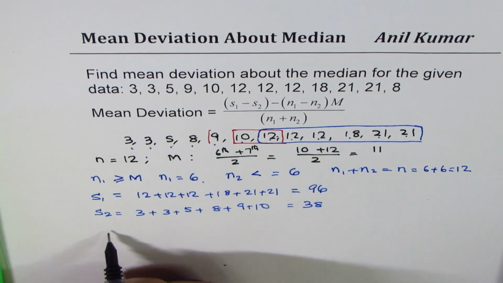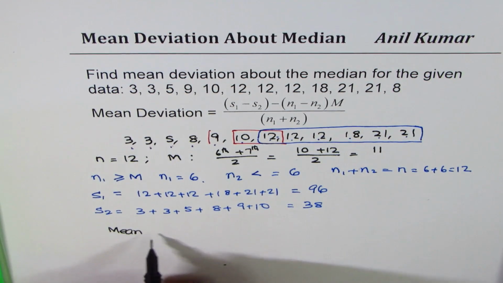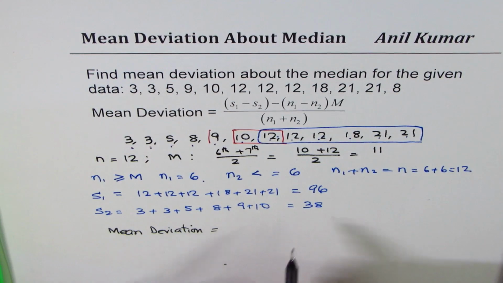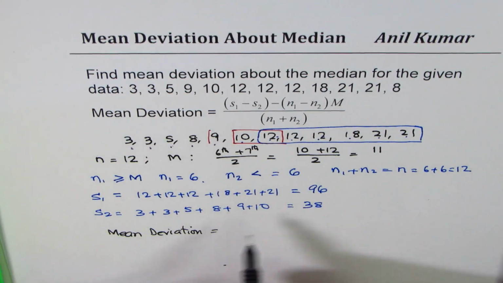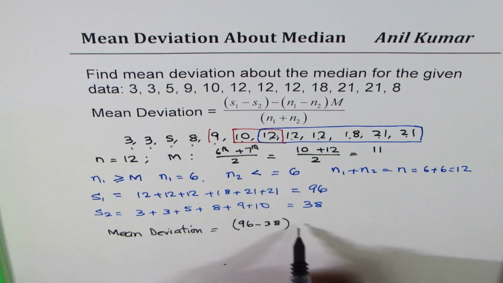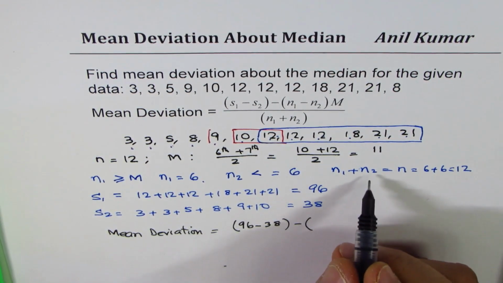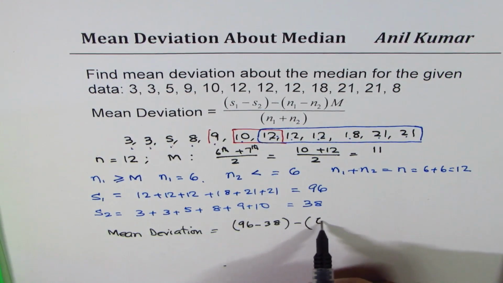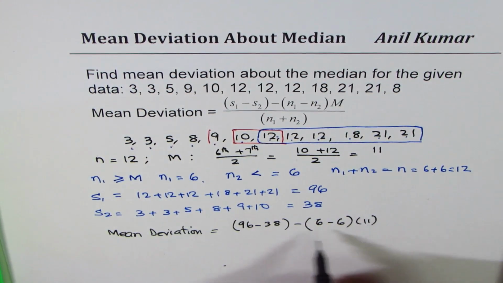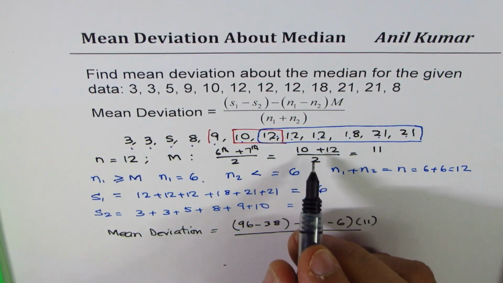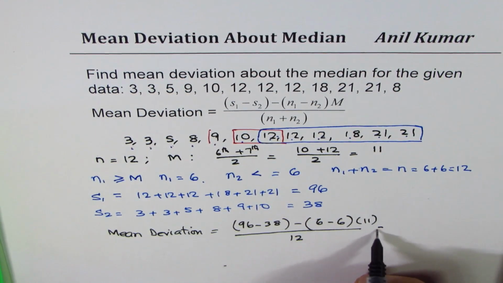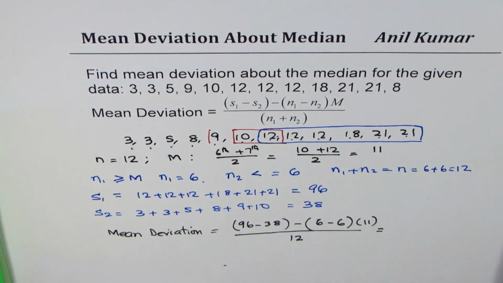Apply the formula. So mean deviation is equal to S1 minus S2, which is 96 minus 38 within brackets, minus N1 minus N2, which in this case is 6 minus 6, times the median value, which is 11, divided by N1 plus N2, which is 12 for us, right? So that becomes the mean deviation.